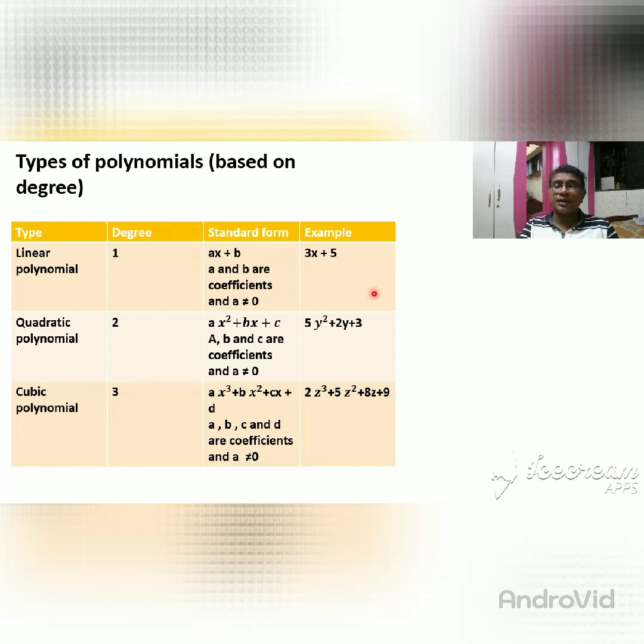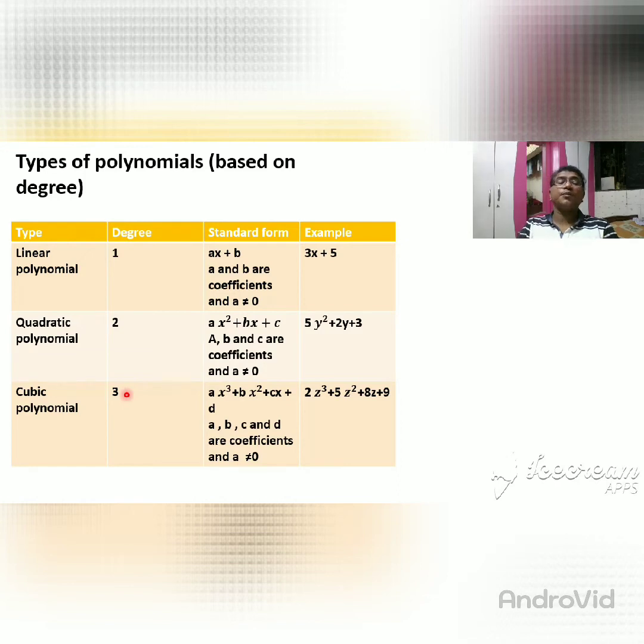Linear and quadratic polynomials have so many examples. You only remember that degree 2 means the greatest index is 2. That is called quadratic polynomials. Then cubic polynomials: in cubic polynomials the degree is 3.